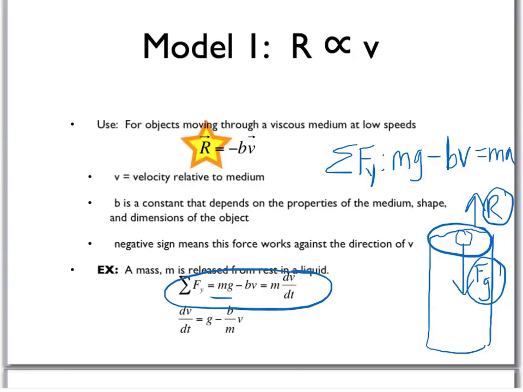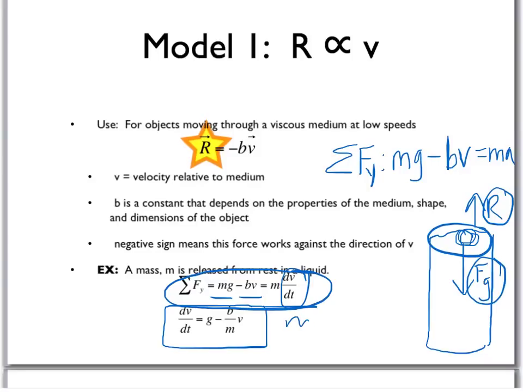What you see in my equation here is that we've done just that. We took mg minus bv as the two forces that would be acting on this object as it falls through the medium, and we set it equal to ma. But instead of writing a, we wrote the a as dv/dt. So again, we're thinking of this in terms of calculus, and that acceleration is really a change in velocity over time.